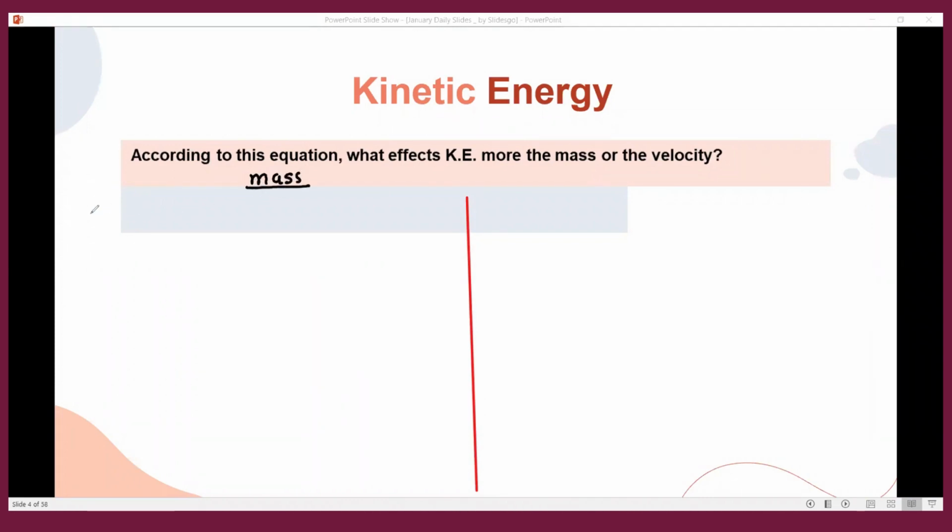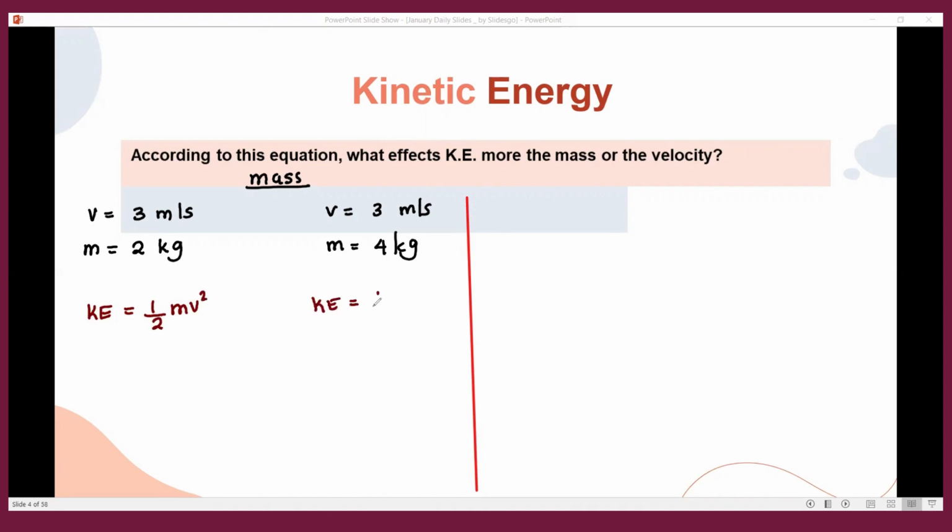This time, let's keep our velocity constant, maybe 3 meters per second. But I am going to now double our mass. In this case, let's say it's 2 kilograms, but here it is 4 kilograms. Now let's try finding the kinetic energy in both instances. Here it is half mv squared.